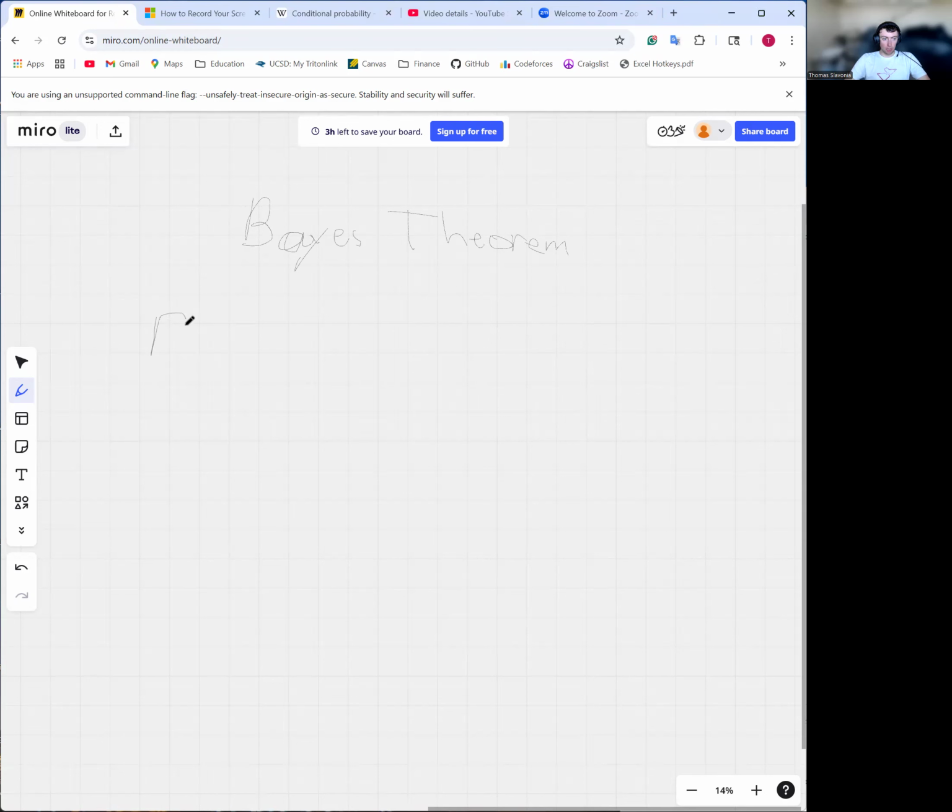So the theorem is thus. The probability of event A happening given event B, knowledge of event B, is equal to the probability of event B happening given event A times the probability of event A over the probability of event B. And what this theorem allows us to do is update our prediction on A.